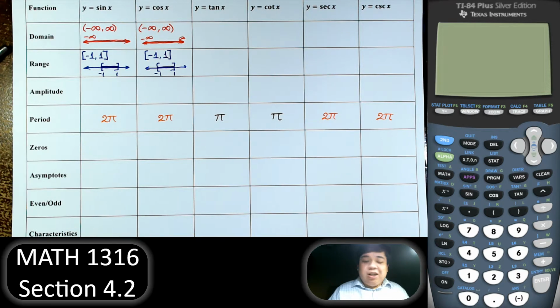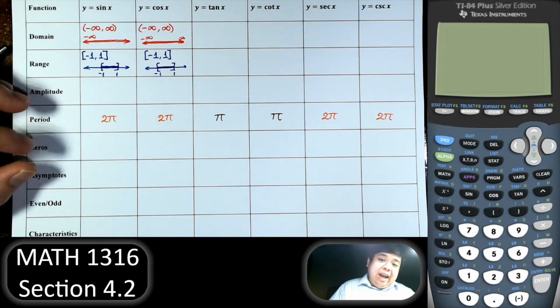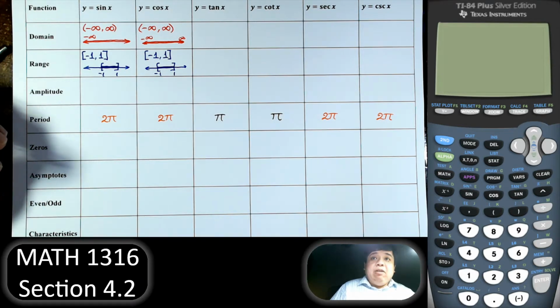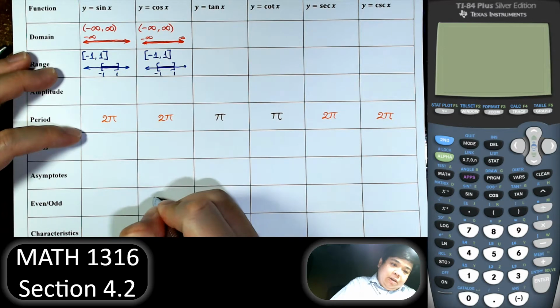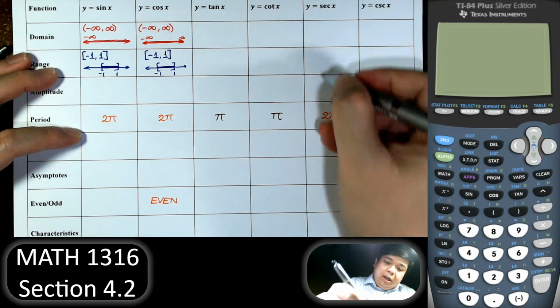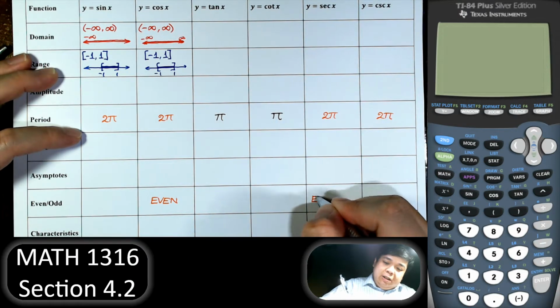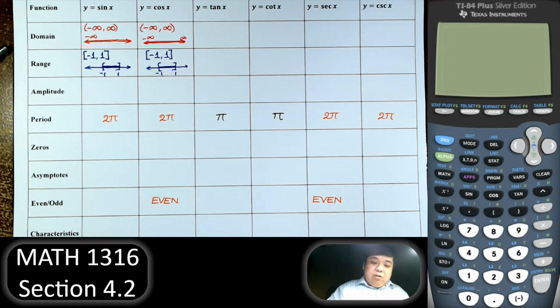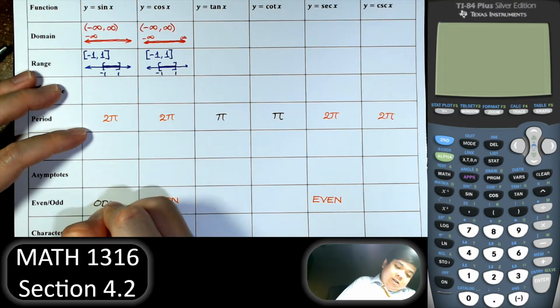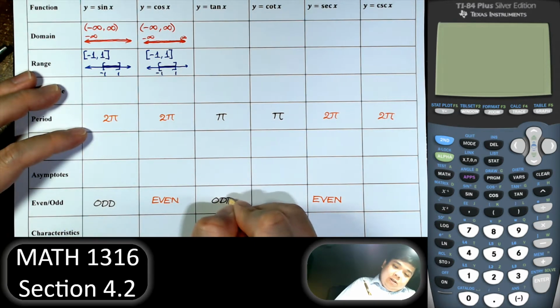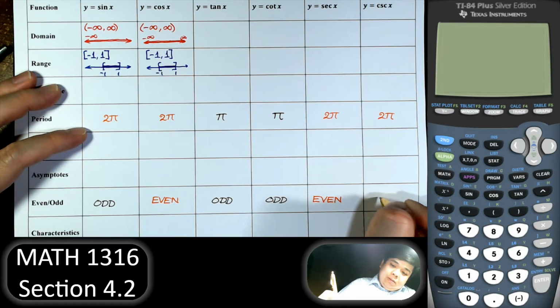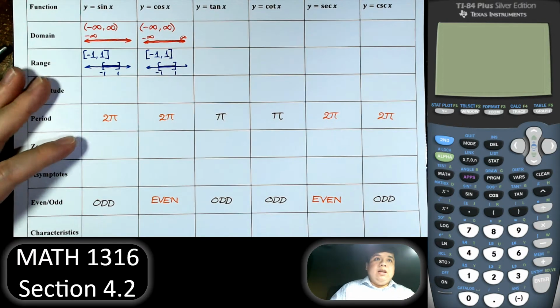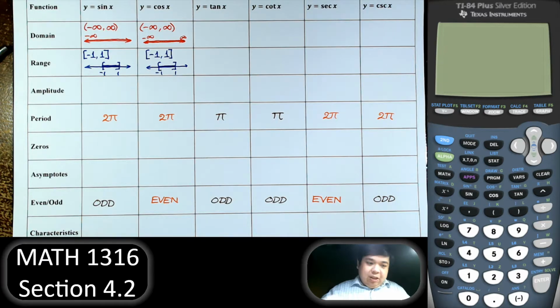What else do we know? Also from the previous section, even and odd. Only cosine and secant are even. Everything else is odd. So cosine is even, the reciprocal of that is even, and everything else is odd. Just a review from the previous section.